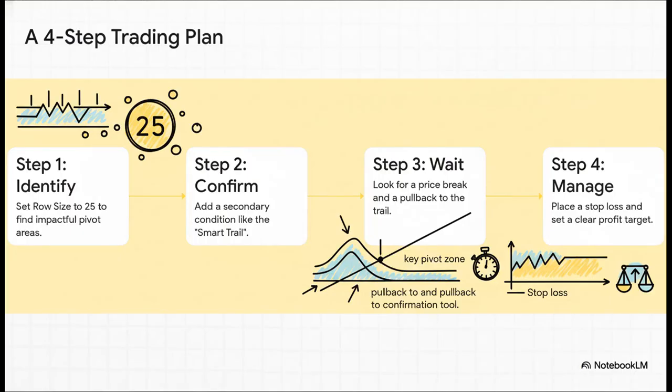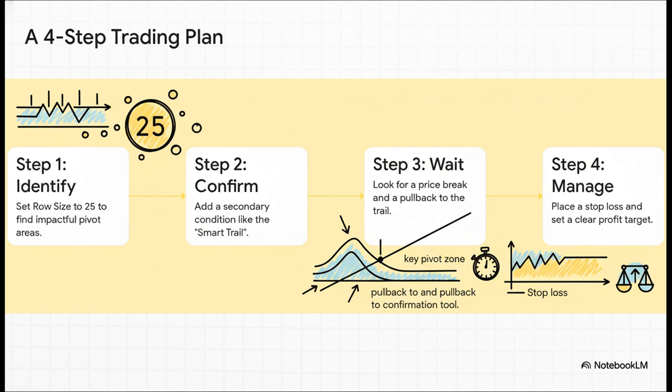So here's our 4-step plan. First, we set the row size to 25. This helps us filter out the noise and just focus on the really big significant pivot zones. Second, we need some confirmation, so we add another tool. In this case, it's an indicator called the Smart Trail, which acts like a dynamic support and resistance line.